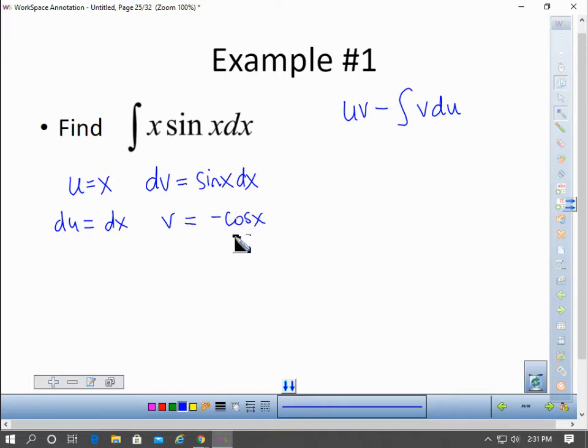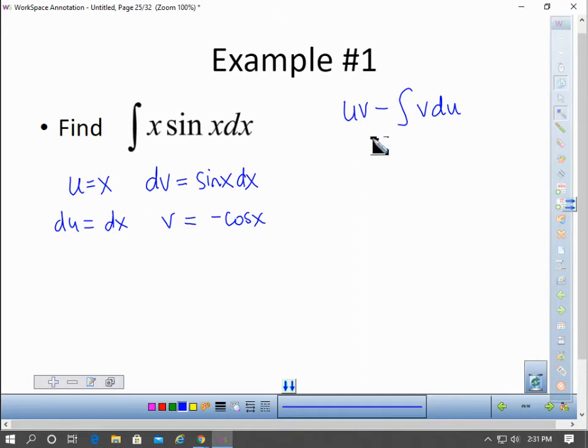Now, if you're not sure, check it and take the derivative. What's the derivative of cosine? Derivative of cosine is negative sine. So if I put a negative in front of that, it's going to make it positive. That way I've double checked to make sure I've done it correctly. All right, so I've got my u, my dv. I took the derivative of this side. I integrated and did the antiderivative of the dv part.